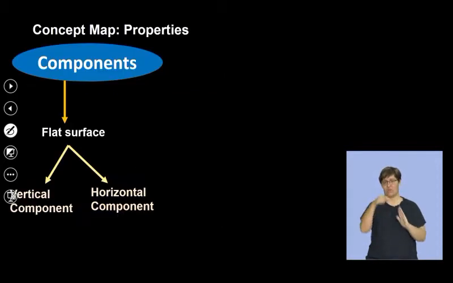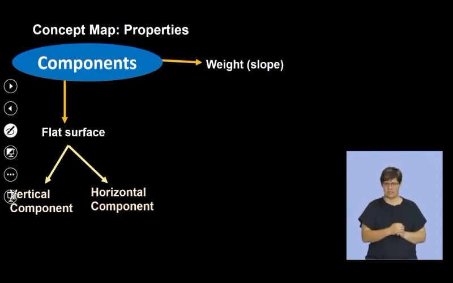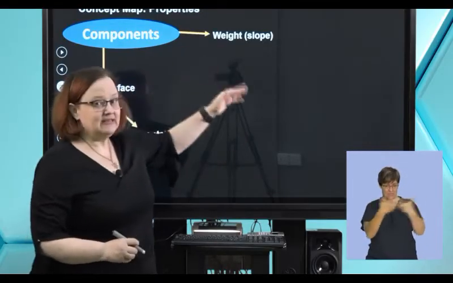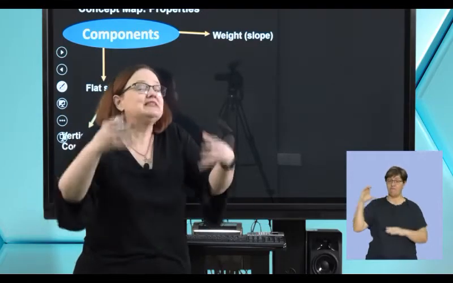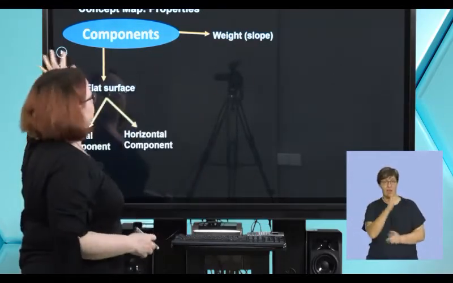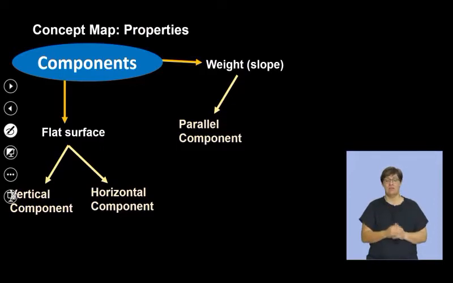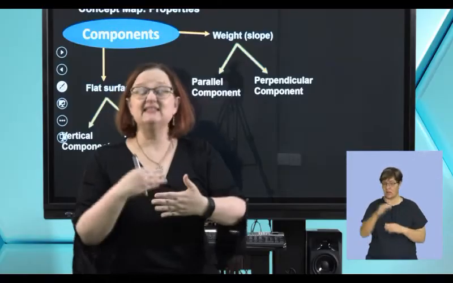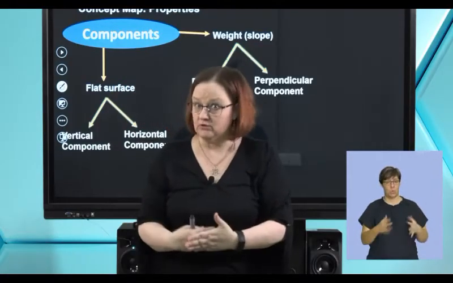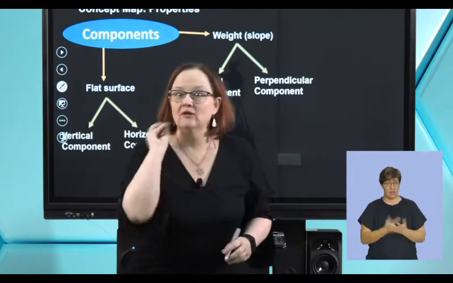Now we're going to look at what happens when we have something on a slope. The component we're looking at here specifically is the force for weight. Now slope means that the object is on a slope. So the force isn't at an angle anymore per se, but weight is. Now we're going to talk about a parallel component and a perpendicular component. This has all got to do with the slopes. This is very, very, very important. This comes up all the time.